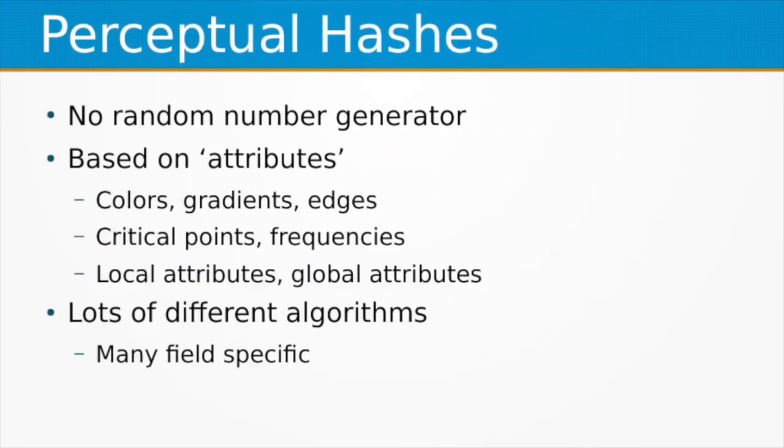Perceptual hashes use a different binning concept. They don't use a random number generator. Instead, they group content based on attributes like how the image is colored, the location of colored transitions, also called gradients, or the location or orientation of edges. They can also focus on critical points or frequencies from signal analysis. These attributes can be global to the entire picture or local to specific regions in the picture. Just as there are lots of different cryptographic algorithms, there are lots of different perceptual hash algorithms. Many of these algorithms are field-specific.